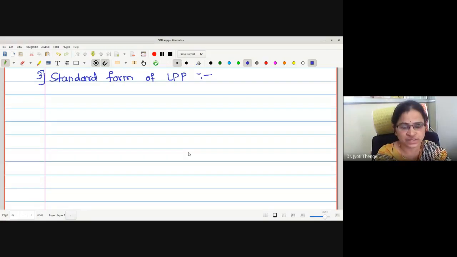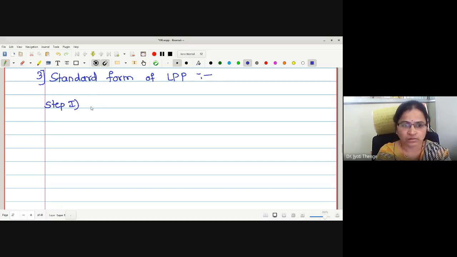First step is convert all the inequality constraints to equations. Second step, all the right hand side constants should be made non-negative. There should not be a negative value. Third, all the variables must have non-negative values. Fourth is the objective function should be in the maximization form. Therefore, let me write all the steps.